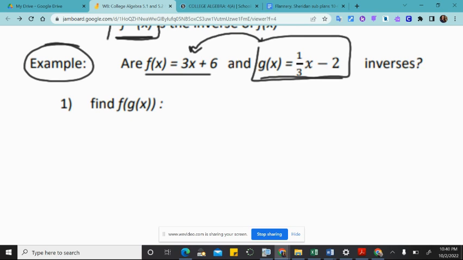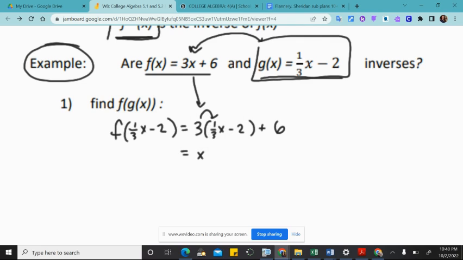So my outside function, I'm going to plug in 1/3 x minus 2 everywhere I see an x. So that outside function says 3 of x, except I'm not plugging x, plus 6. And I'm going to plug in, instead of just x, I'm going to plug in all of g. So 1/3 x minus 2. Distribute it and clean it up. 3 times a third, 3 times -2. Ooh, we did get x. So far, so good.